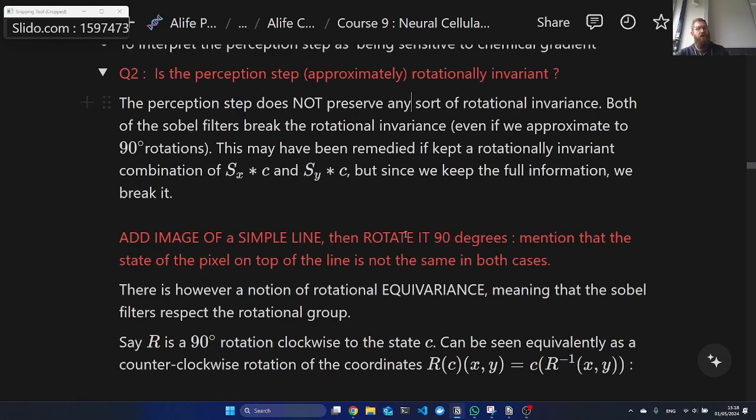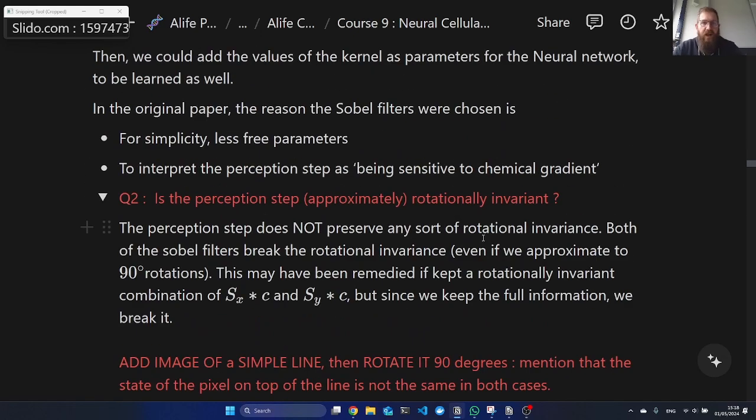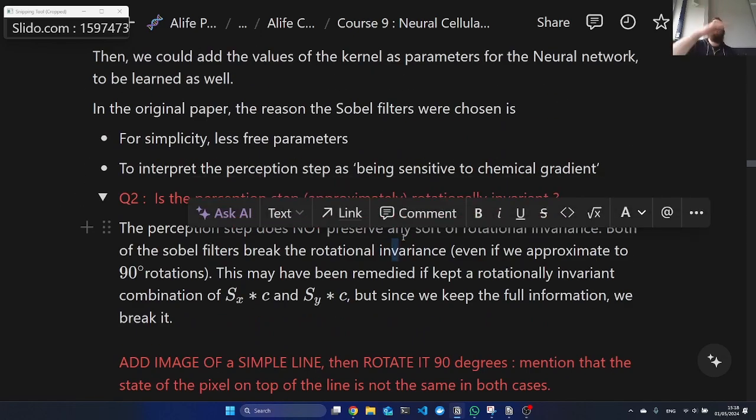You can see it because you can compute the value of your perception vector. If you give as input a line like this, it will be different from the value you get if you put as input a line like this. Simply because this line will trigger the Sobel X, but not the Sobel Y, whereas this line will trigger the Sobel Y, but not the Sobel X. But we just add that happening, right? Like we don't treat those two channels separately.